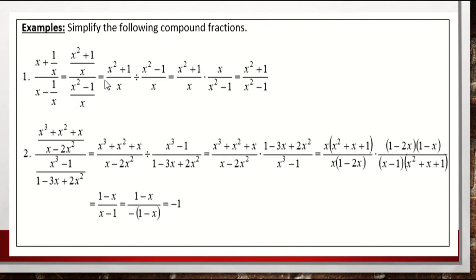Okay, so we copy the dividend, divided by the divisor. Copy only. And then we multiply by the reciprocal of the divisor. So, x squared plus 1 over x times the reciprocal, x over x squared minus 1. Okay, to simplify further, this x will cancel. So it becomes 1. What remains on top is x squared plus 1 over x squared minus 1.